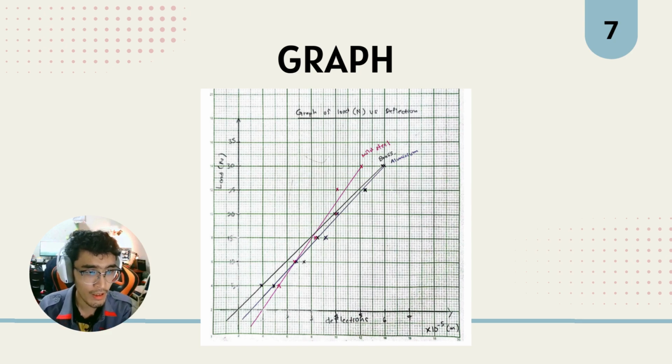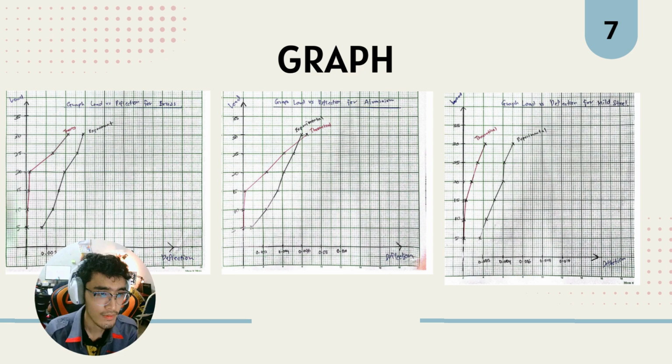And next is about the graph. This is a graph that we get from the experiment of load versus deflection for all three specimens. The red line is mild steel, the blue line is aluminium, and the black line is for brass. And these are all the three graphs that we get of load versus deflection: brass, aluminium, and mild steel, after we calculate the theoretical values from the calculation.